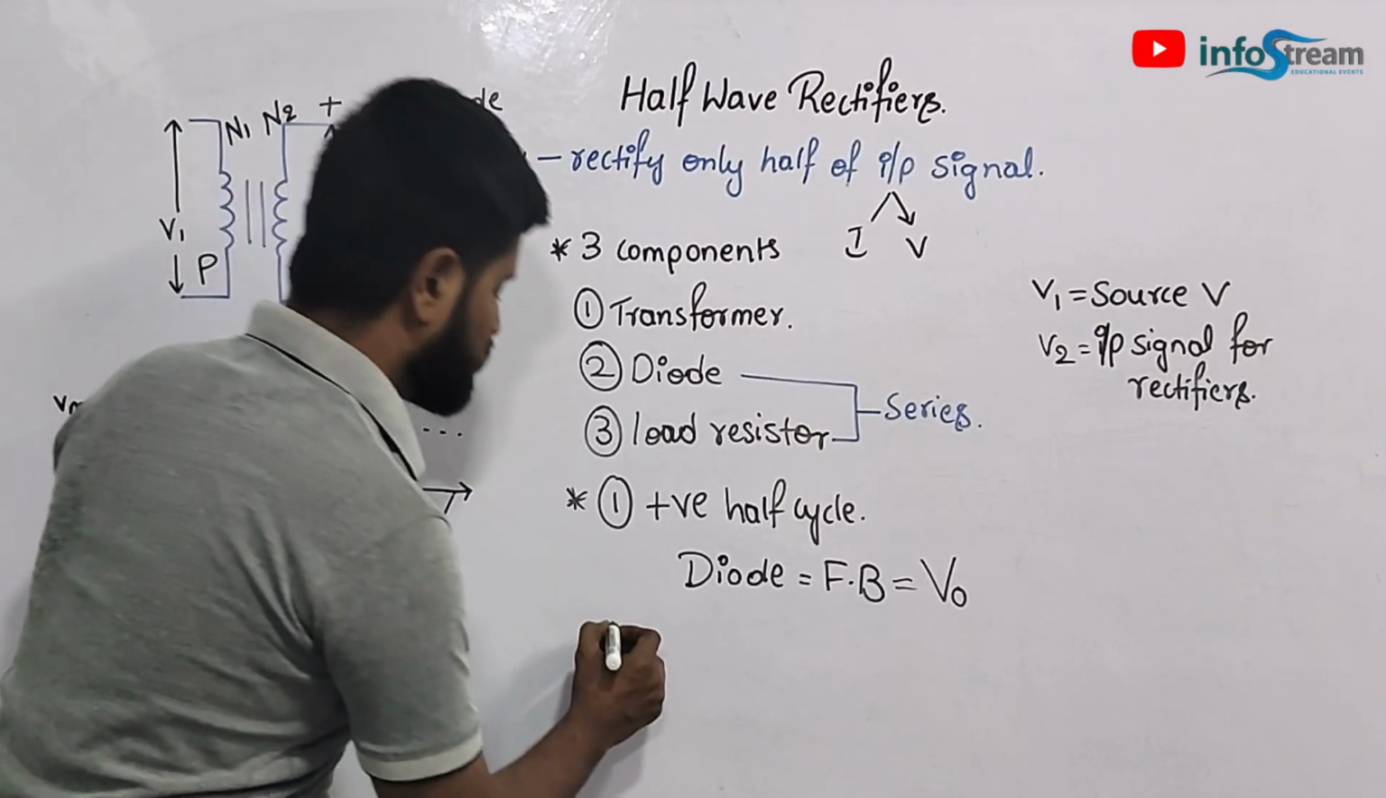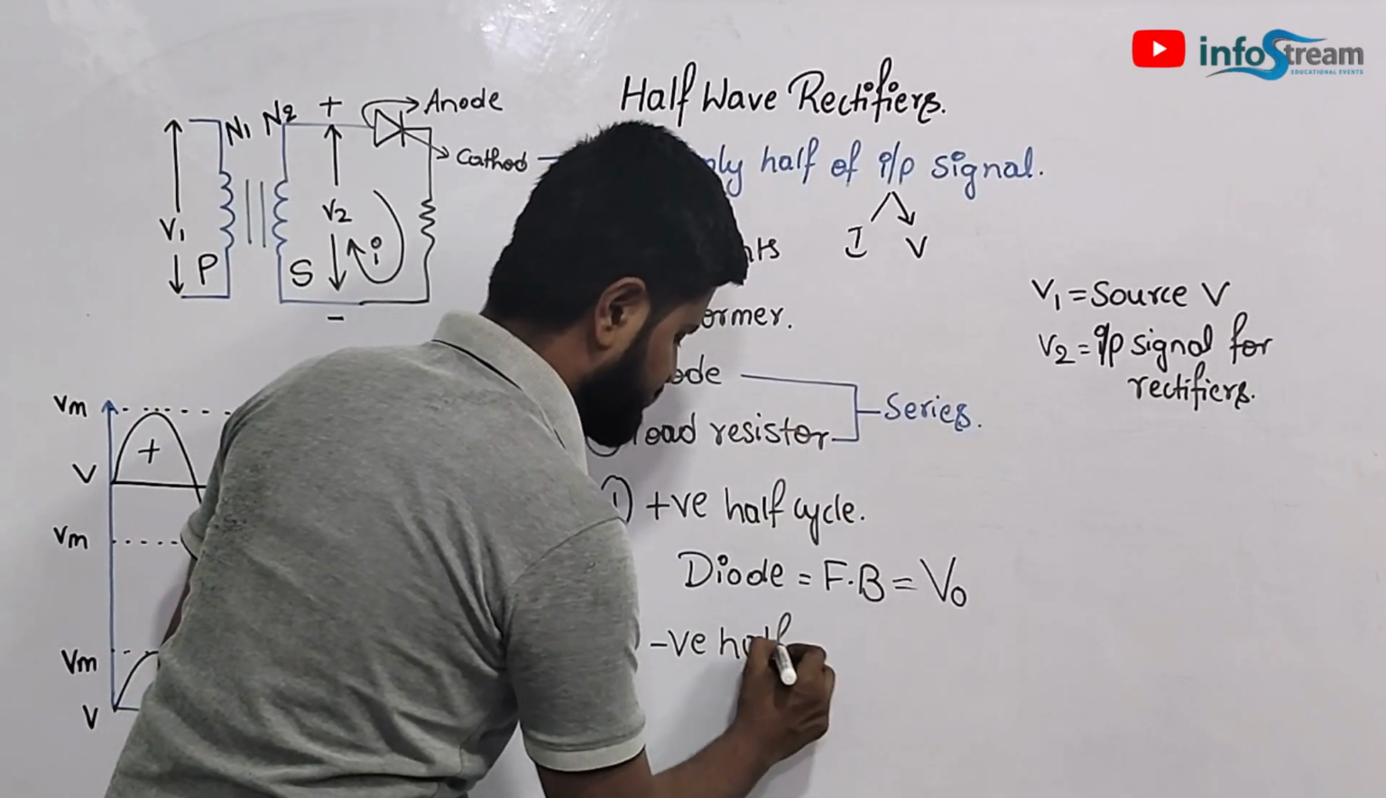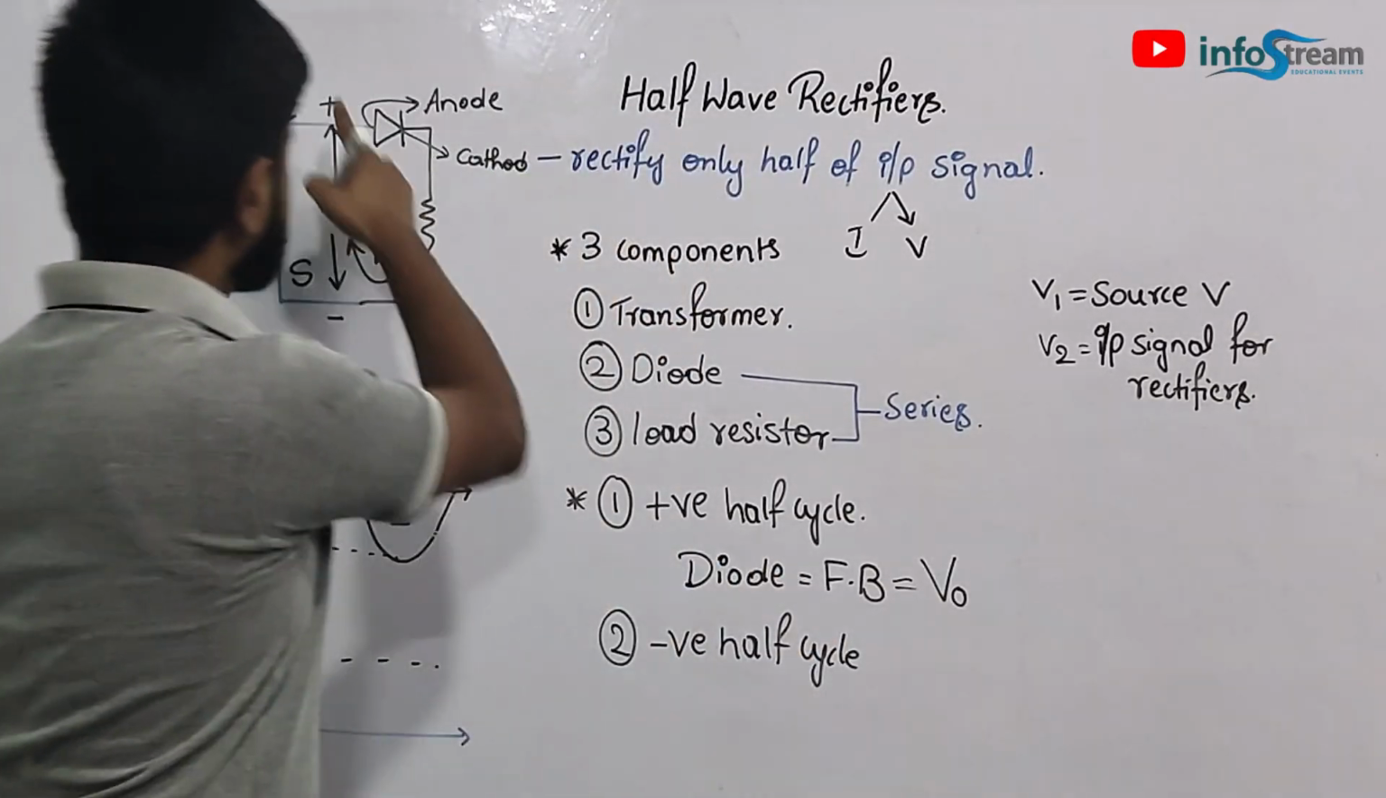Now if we move to the second condition, that is during the negative half cycle, the polarity will change.